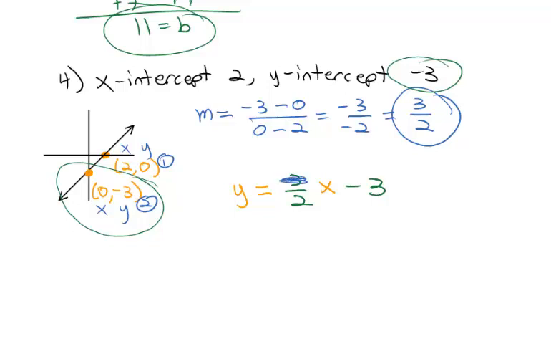I did the wrong color for my slope. So much for my consistent coloring. 3 halves, there we go. Blue slope. Something you'll find about my videos is I really like color. I try and be consistent. I'm not quite perfect, but we're getting there.